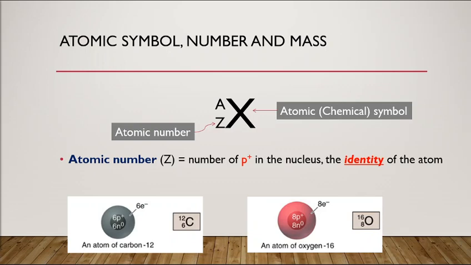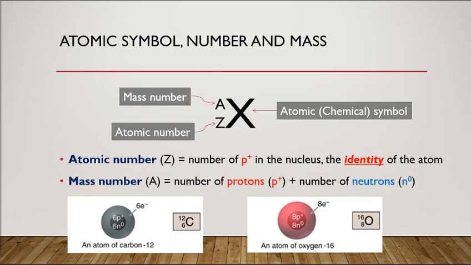If I'm talking about carbon, it better have 6 protons. And if I'm talking about something that has 8 protons, I'm no longer talking about carbon. I have to be talking about oxygen. Whenever we start working with some of these problems, I might not give you the chemical symbol, but I will tell you the number of protons because it's relatively the same exact thing.